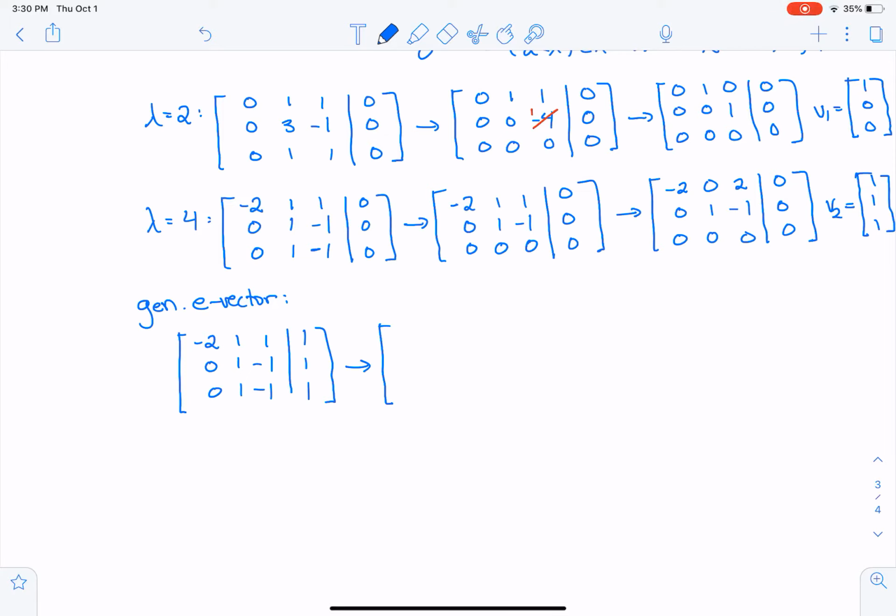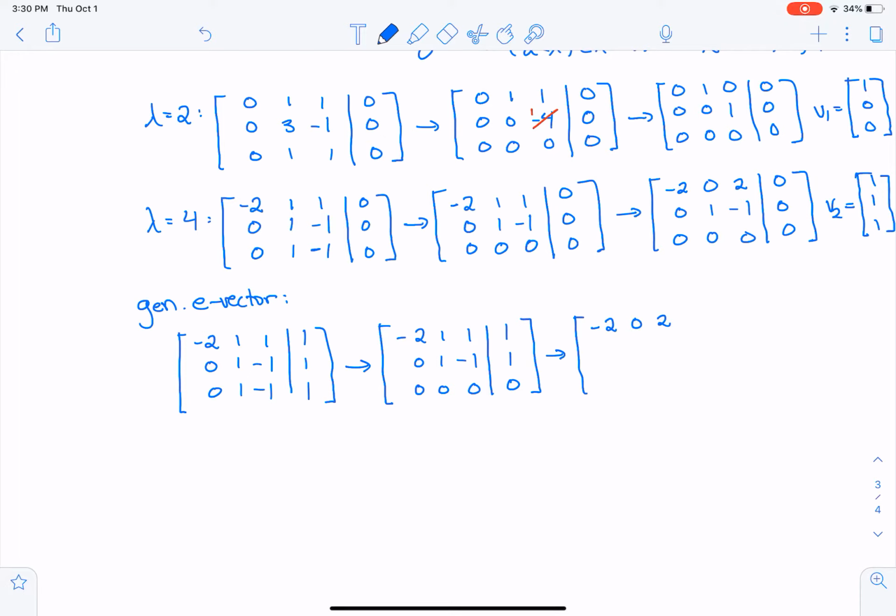What I can do here is the same steps that I did before. So I'm going to get negative 2, 1, 1, 0, 1, negative 1. The last row is the same as the second row, so I get all zeros, and that's true on the right-hand side as well. Then I want to do the same thing that I did before. I'm going to take the first row and subtract the second row to get negative 2, 0, 2.